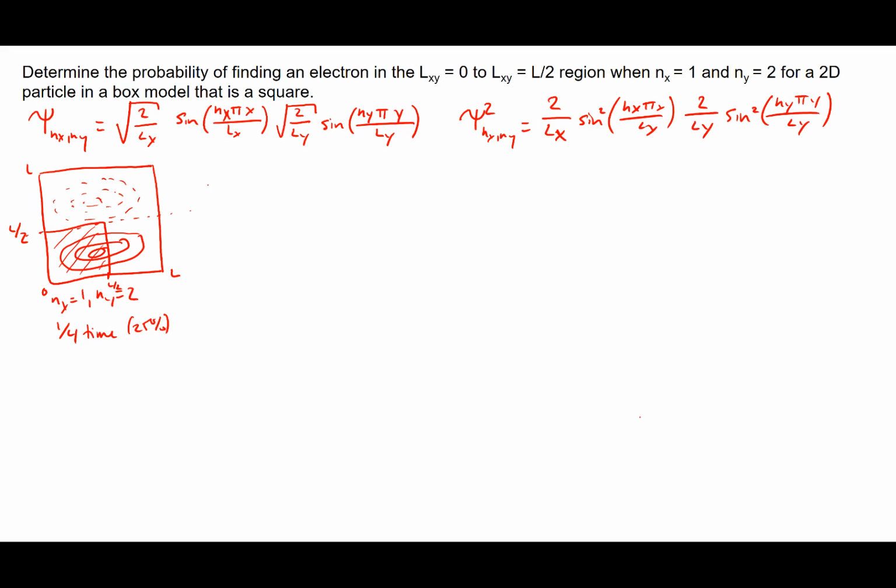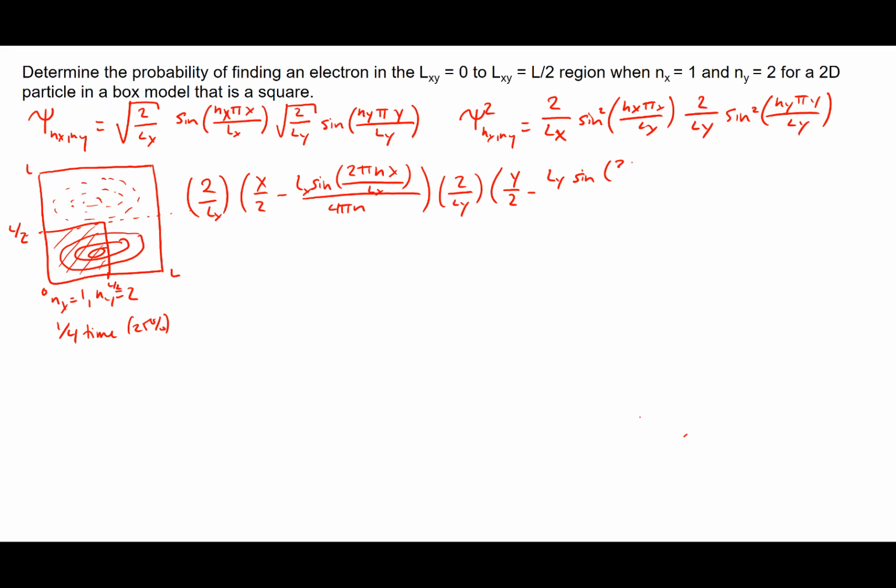So for the integrated form, let me write out the equation: 2 over Lx times x over 2 minus Lx times the sine of 2 pi nx x over Lx, over 4 pi nx, times 2 over Ly times y over 2 minus Ly times the sine of 2 pi ny y over Ly, over 4 pi ny. That's what we have right there.